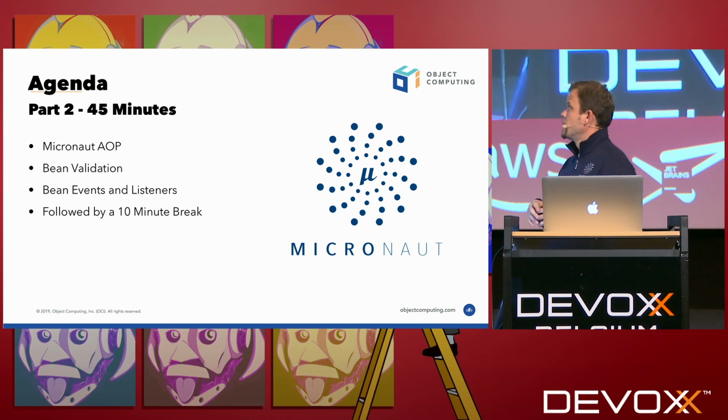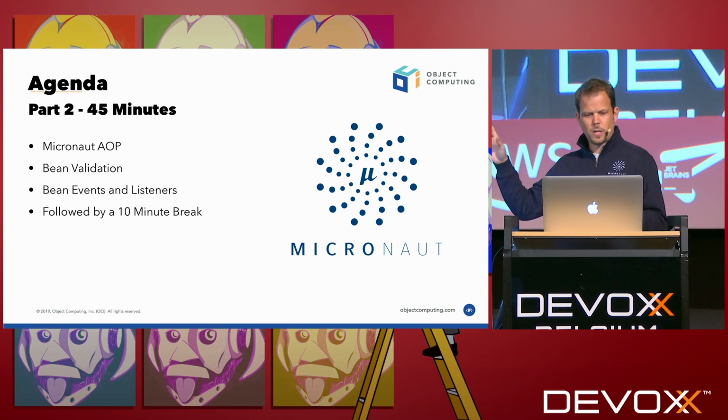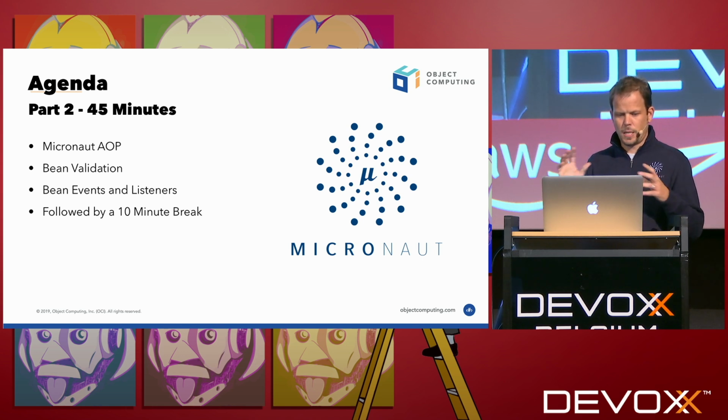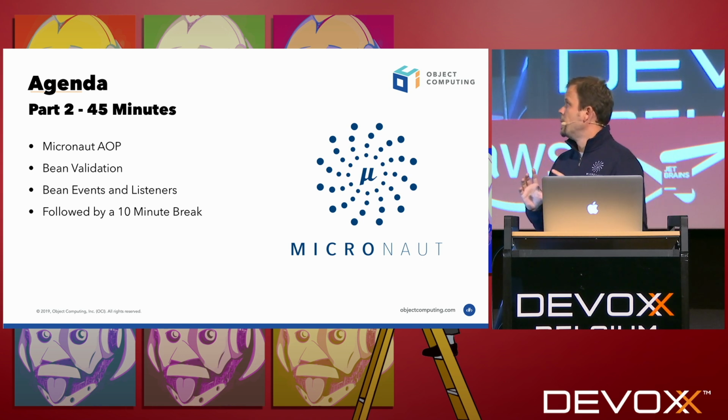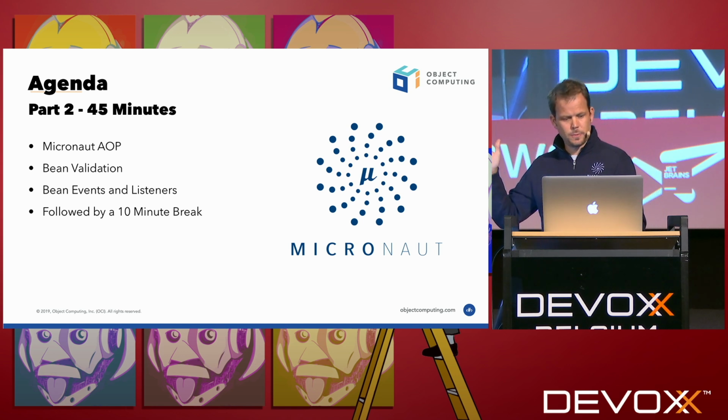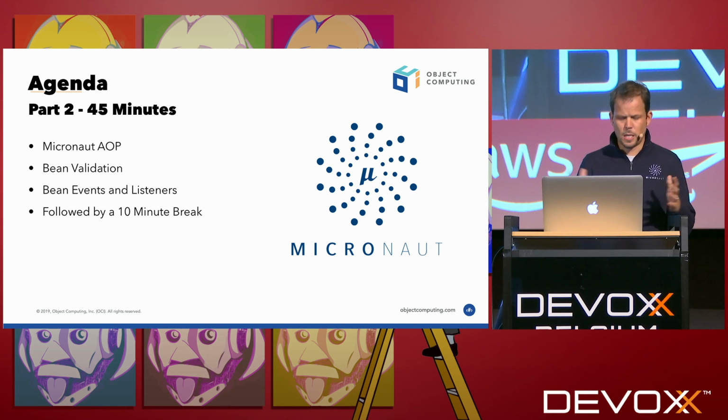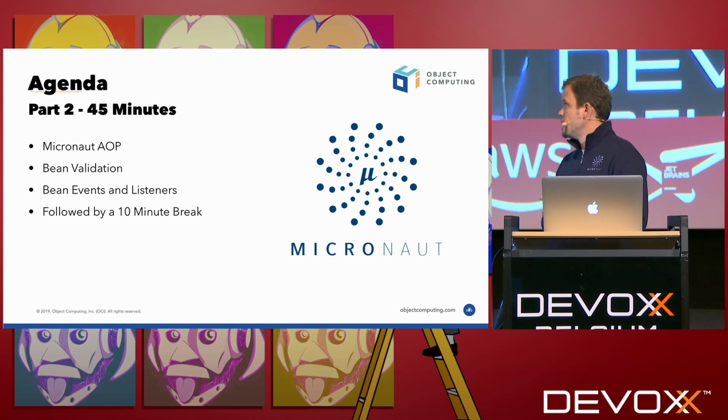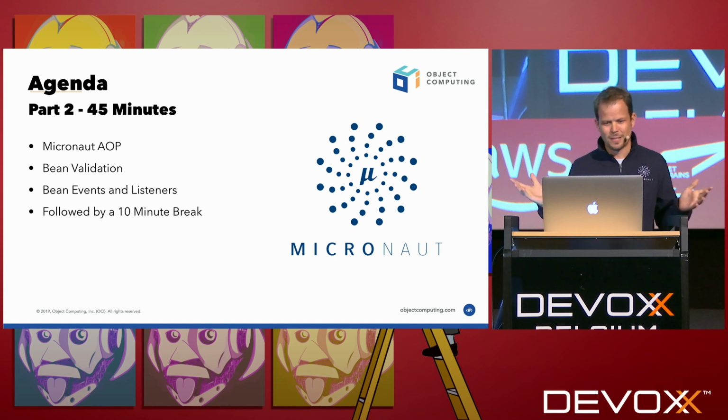In part 2, we'll be looking at how Micronaut's aspect-oriented programming APIs work, and how all that fits together, how that feeds into enabling features like bean validation, bean event listeners, and so on. Then, I'm sure for some, mercifully, we'll have a 10-minute break where you can go relieve yourselves or do whatever you need to do for 10 minutes.